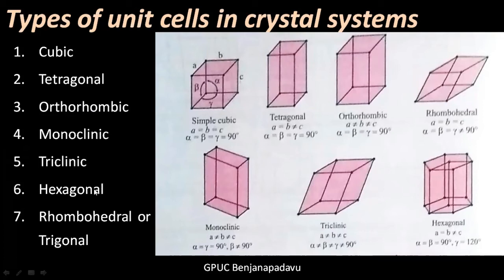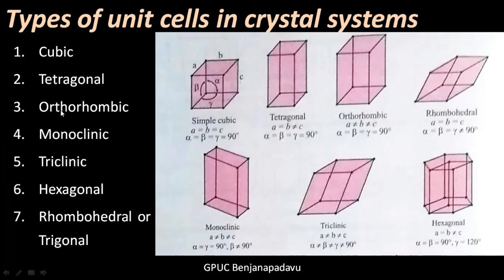Seven types of crystal systems can exist. What are they? Cubic, tetragonal, orthorhombic, monoclinic, triclinic, hexagonal and rhombohedral. See here, a cubic crystal structure is possible and then tetragonal, orthorhombic, monoclinic, triclinic, hexagonal and rhombohedral structures.